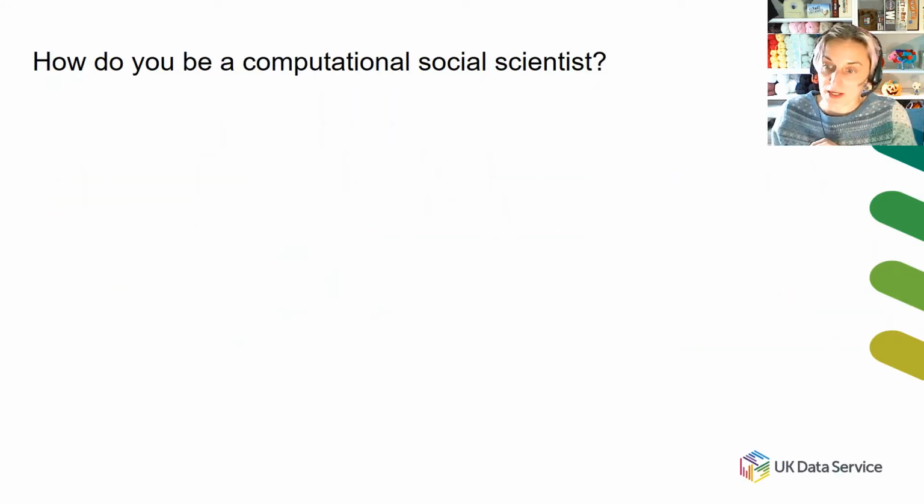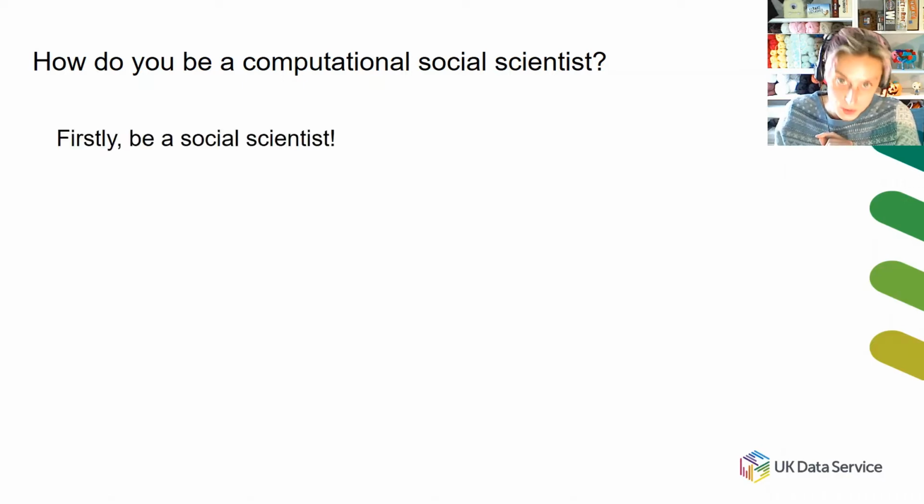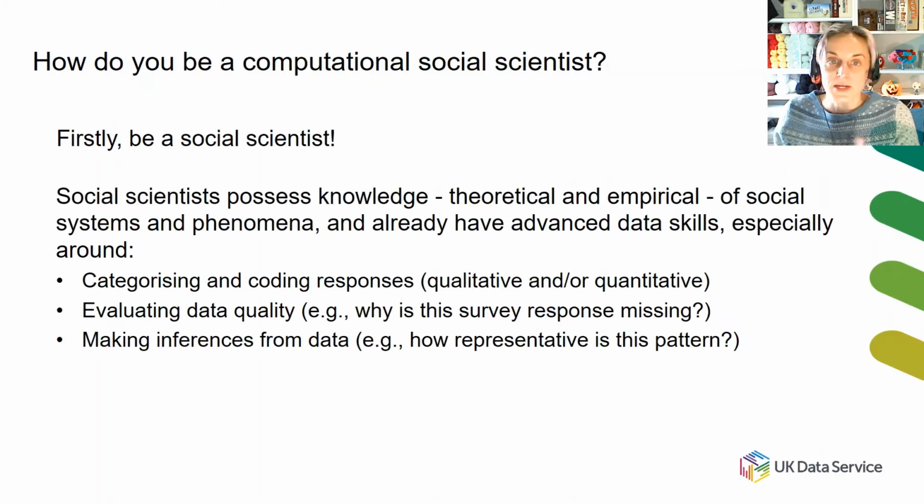How do you become a computational social scientist? Start off by being a social scientist. This is because social scientists already possess knowledge and skills and training around how to categorize and code responses, how to evaluate data quality, how to infer patterns and important concepts from massive amounts of data.